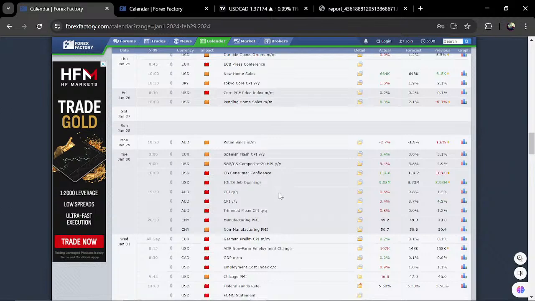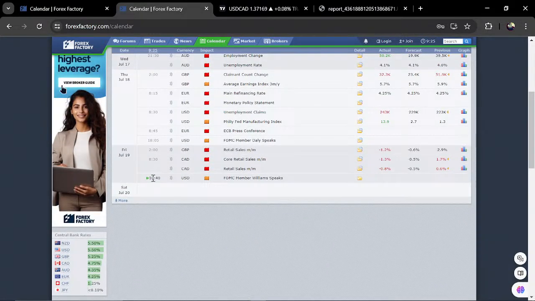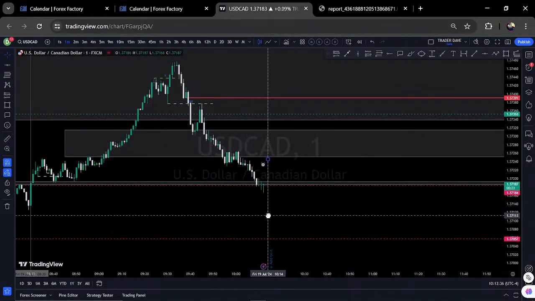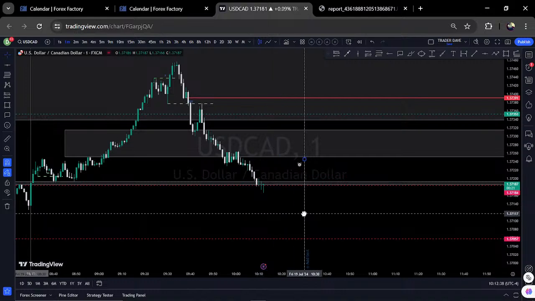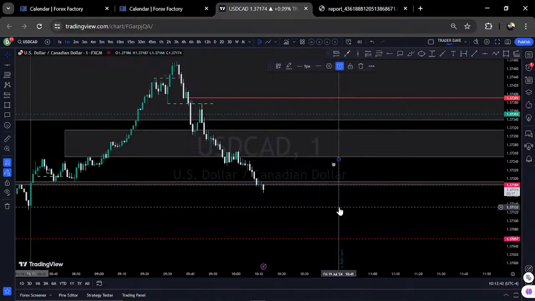Another economic calendar. What do we have around? Okay, we have something around 10:40 New York time. So let's wait till 10:40 and see how the market reacts. So I'll be setting an alarm on this vertical line here.